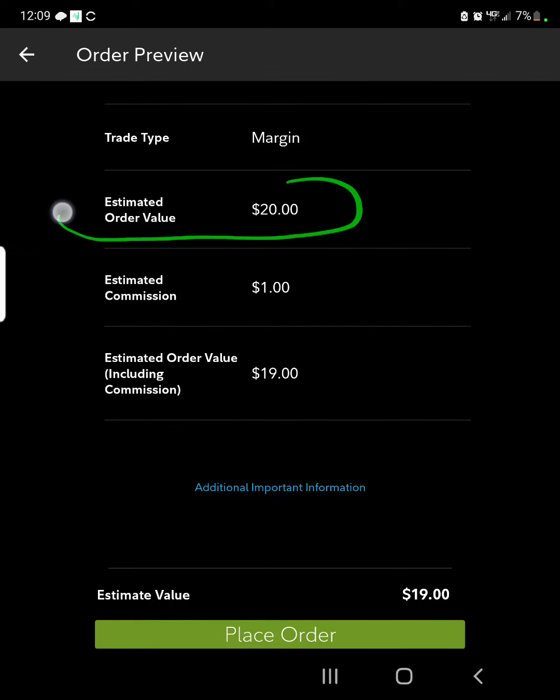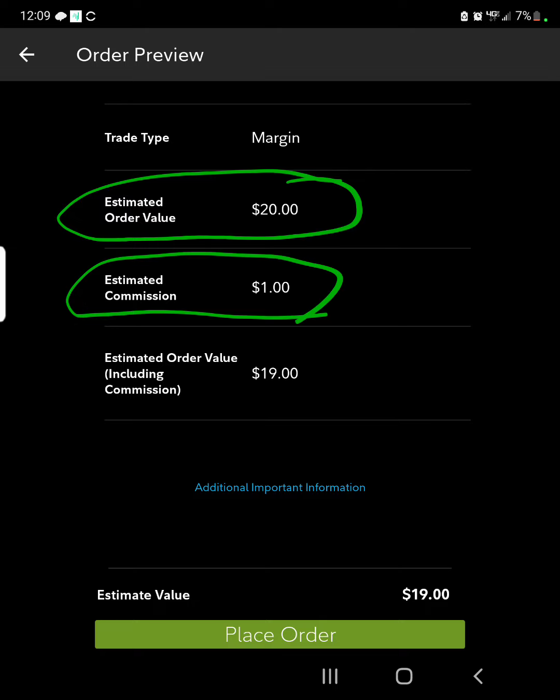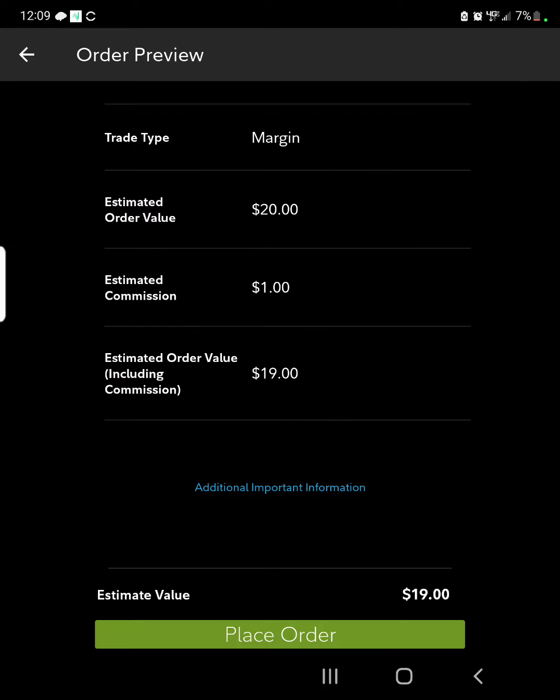So right there, the order value is worth $20. They're going to take a commission of $1, which means that I'm going to get $19 added to my account because I sold this contract. Someone paid me for it. I got a total of 18 bucks from the deal. So I'm going to hit place order once everything looks good.